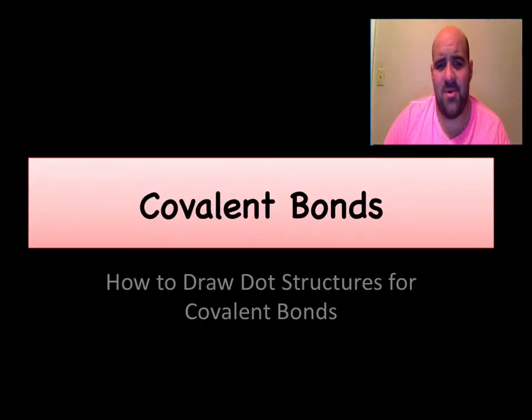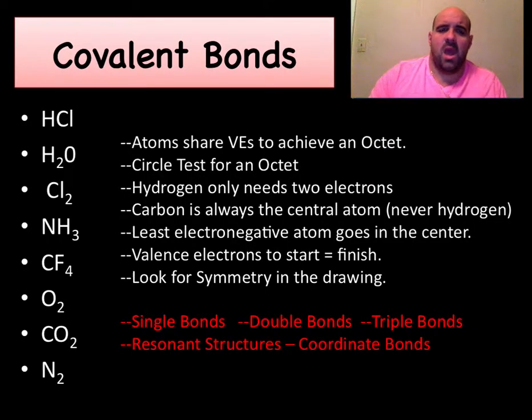Hi, I'm Mr. Spohn, and today we're going to look at drawing Lewis dot structures for covalent bonds. In covalent bonds, these are the rules for the structures we are going to draw.